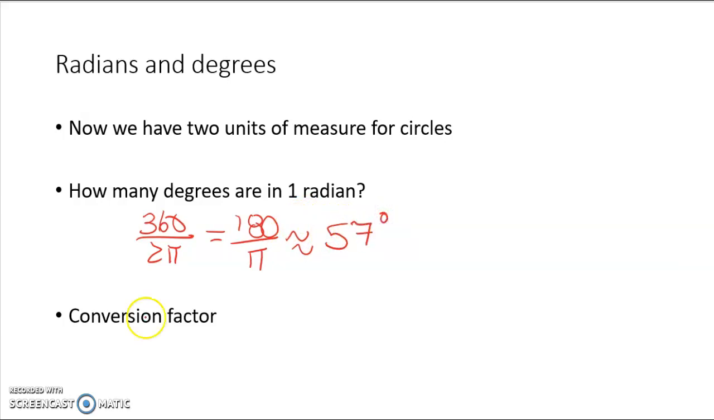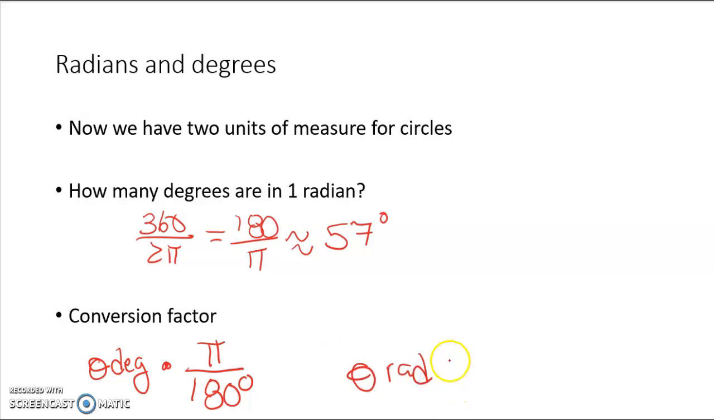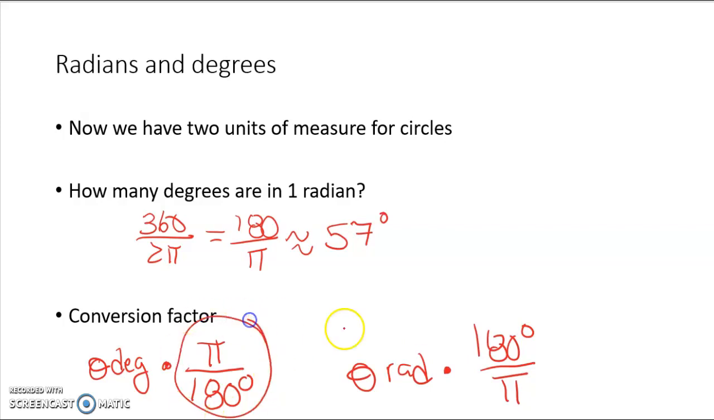That also yields conversion factors for us. If we have theta degrees, and we want to turn it into radians, we're going to multiply by something that gets rid of the degrees. And so the proportion is pi over 180. That's our conversion factor. If we've got a theta that's in radians and we want to go to degrees, we can multiply it by 180 degrees over pi. Conversion factors are just something that is in essence 1, a 1-to-1 relationship.